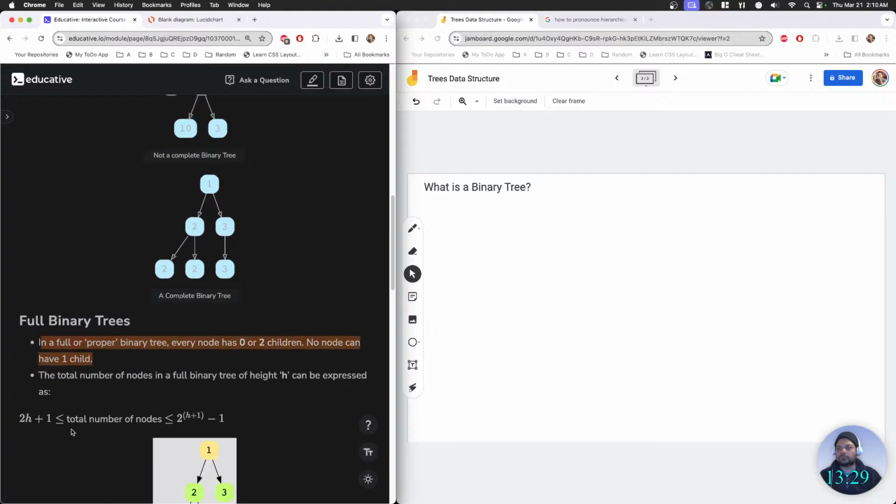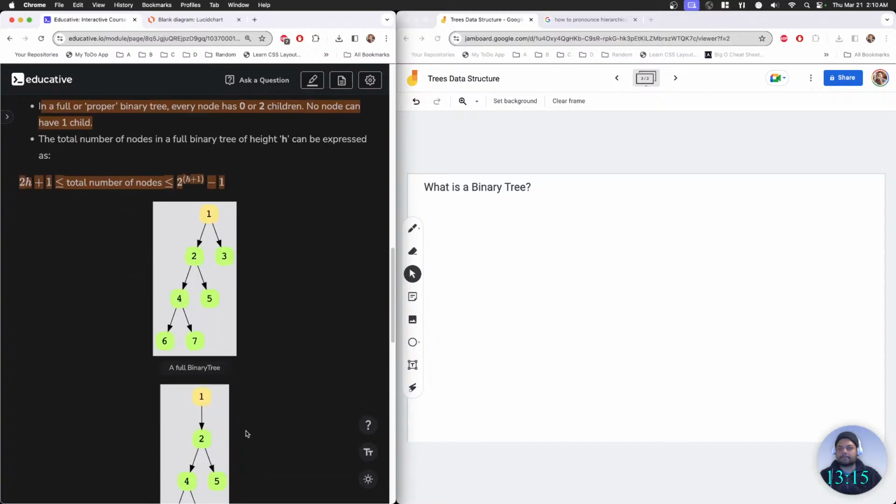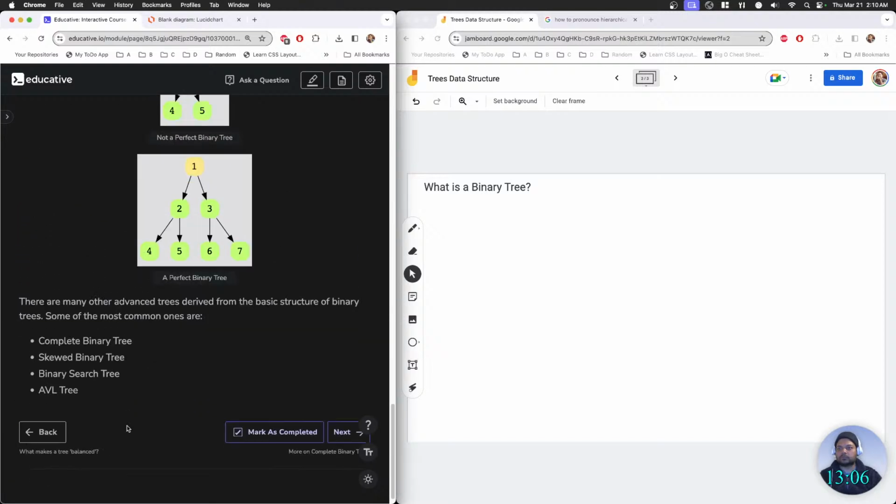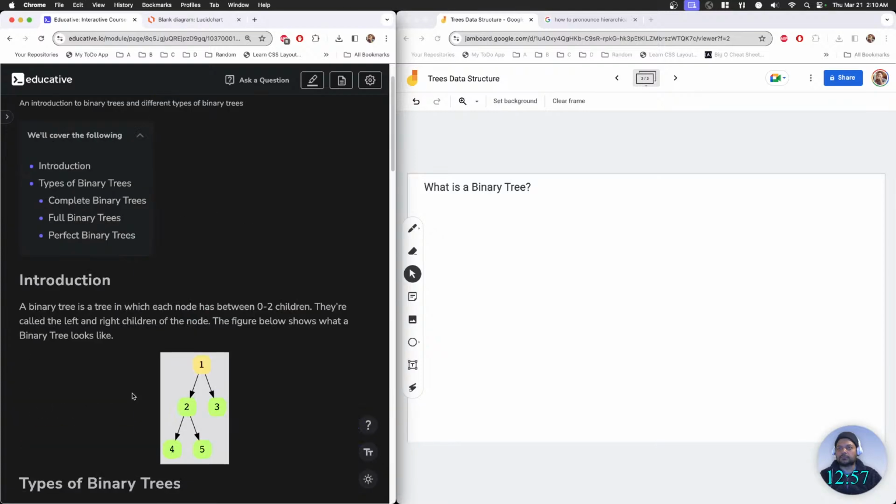Okay, the total number of nodes in a full binary tree of height h can be expressed as, oh boy, 2h plus 1 less than or equal to total number of nodes less than or equal to 2 to the h plus 1 power minus 1. All of its internal nodes have 2 children. Nice. More math. There are many other advanced trees derived from the basic structure of binary tree. Okay, that's good. Good to know.